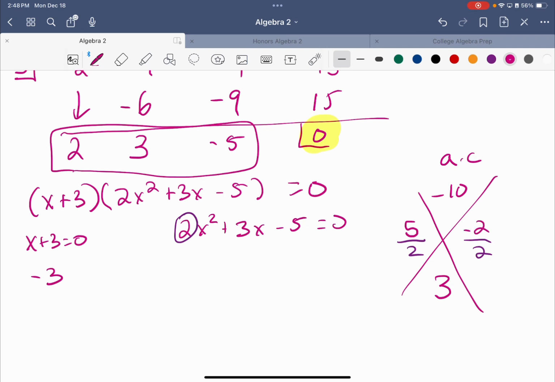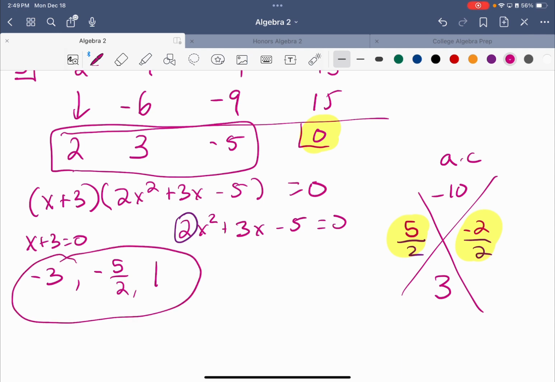So when we're finding the zeros then, we talked about this the other day, kind of cheat mode a little bit. It's the opposites. So my zeros are -3, -5 halves, and 2. I'm sorry, 1. Should be 1. -2 divided by 2 is -1, so it should just be 1. So there are my zeros.